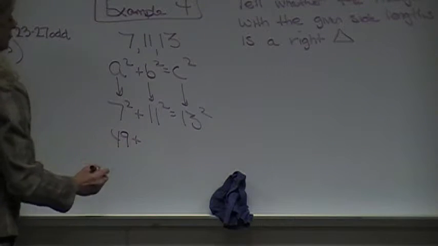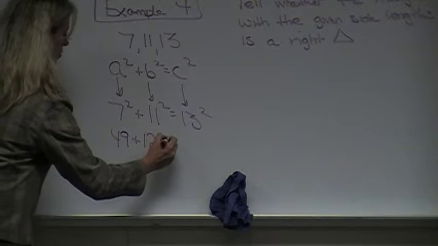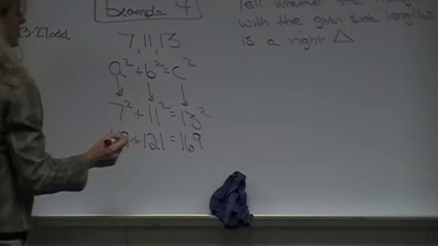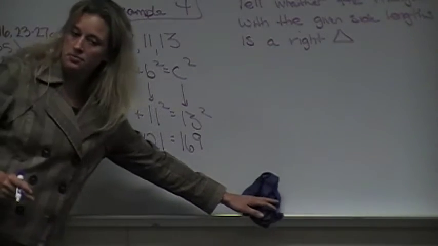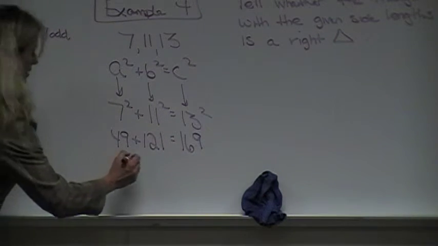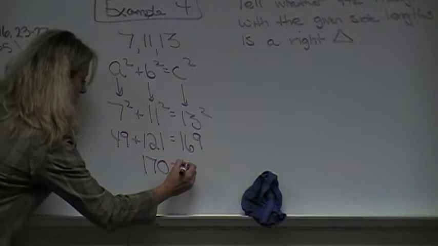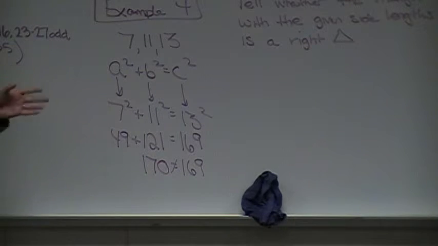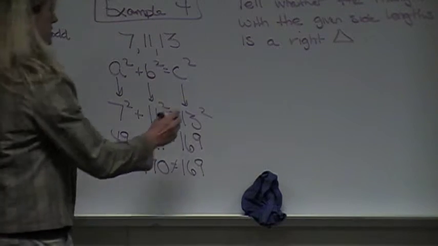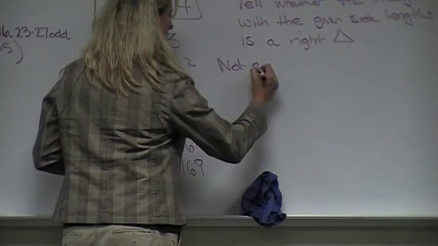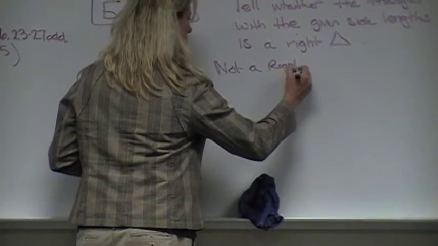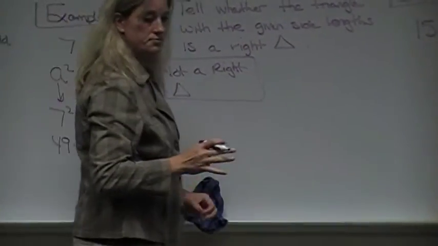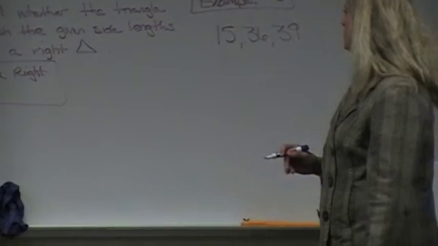What's 11 squared? 121. 13 squared is 169. What is 121 plus 49? 170. Does 170 equal 169? So therefore, what are we going to put? We're going to put this as not a what triangle? Right. This is not a right triangle, because a squared plus b squared does not equal c squared. Does that make sense? All right, let's see if this other one is.